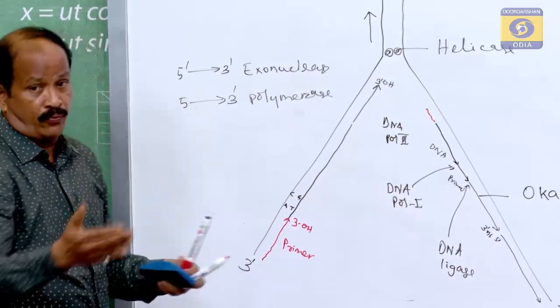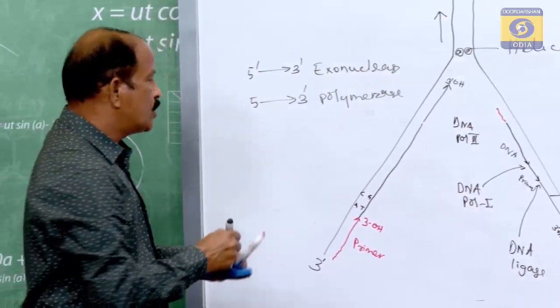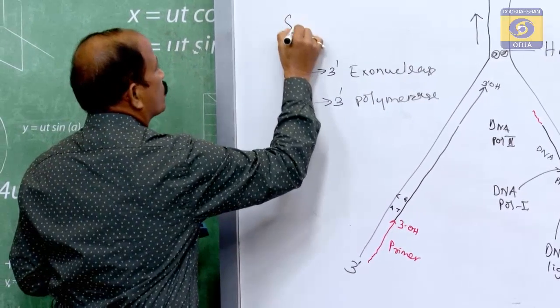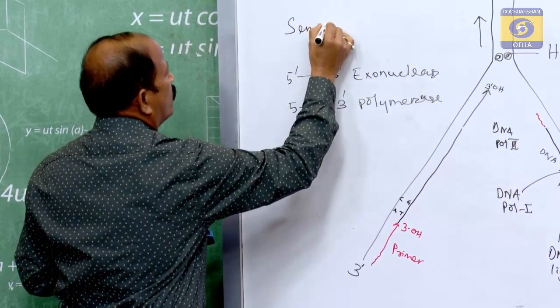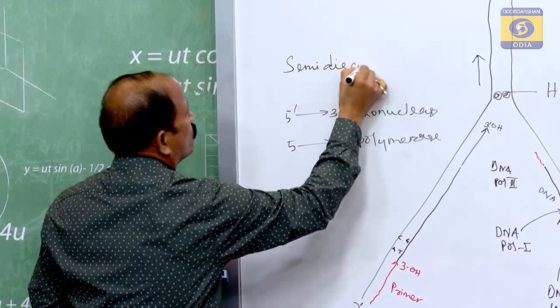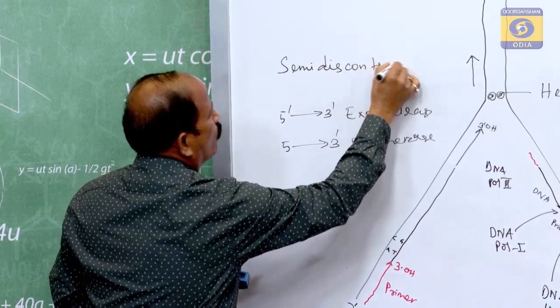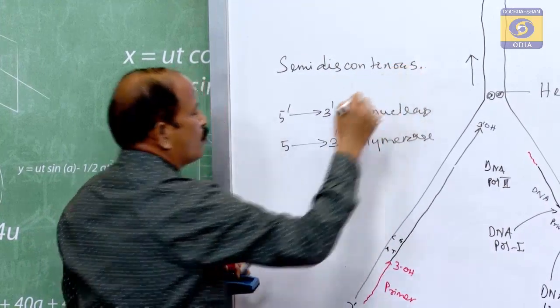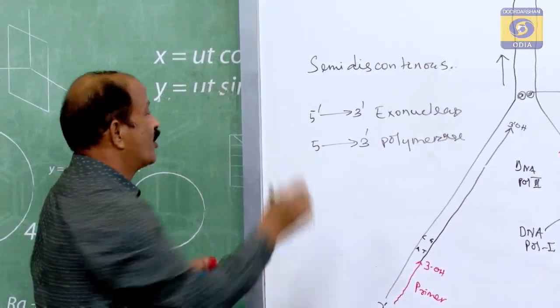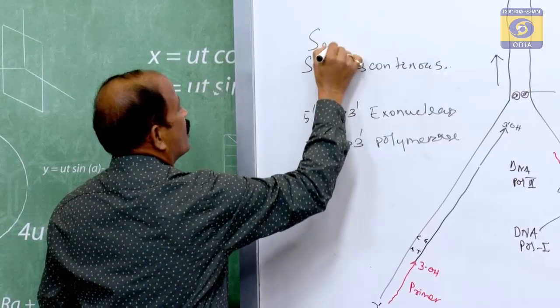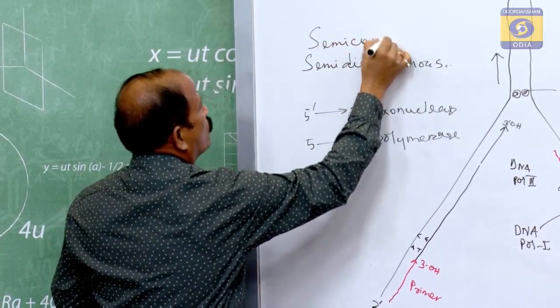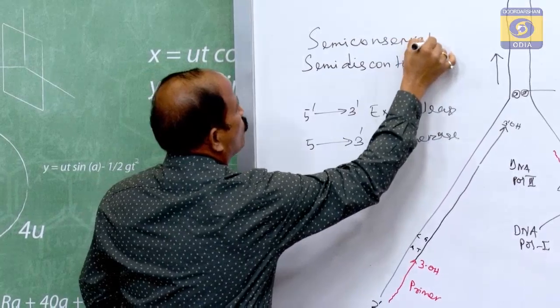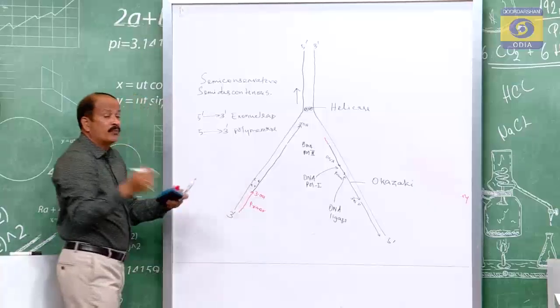So, this kind of replication is called semi discontinuous. DNA replication is semi discontinuous, and previously we have read that it is semi conservative. So, DNA replication is both semi conservative and semi discontinuous.